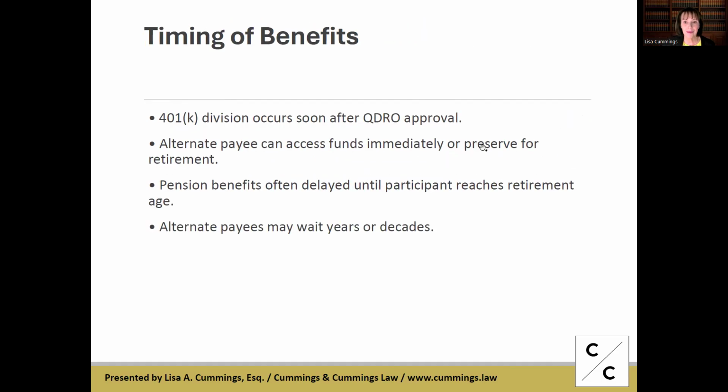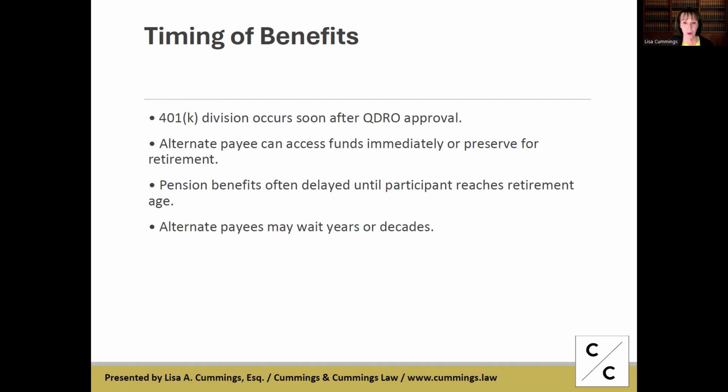Timing of benefits. Here's another difference between 401k QDROs and pension QDROs. In a 401k QDRO, the division of the participant's account can occur soon after the QDRO is approved by the plan administrator. The alternate payee for a 401k account can typically access the funds very soon after the QDRO is approved and the account is established for the alternate payee.